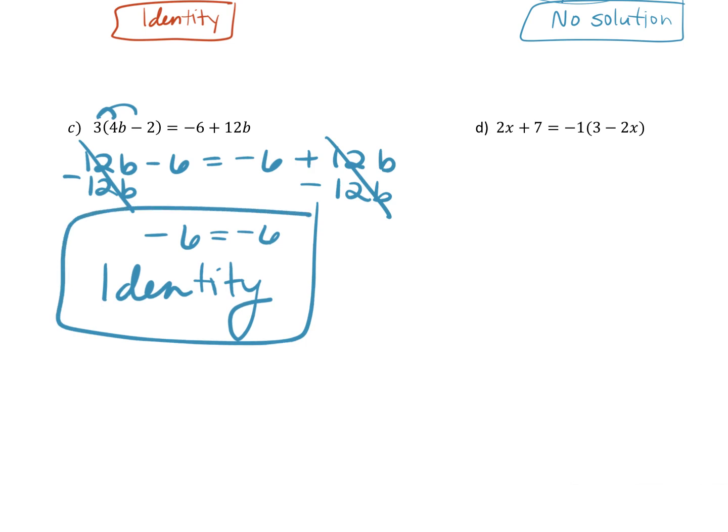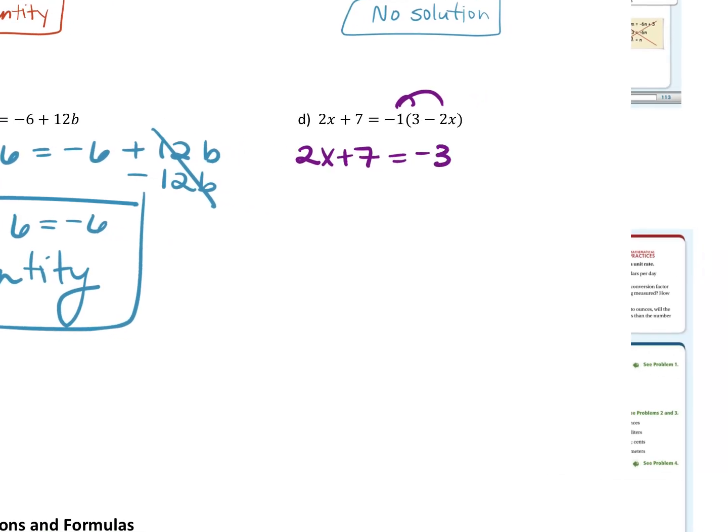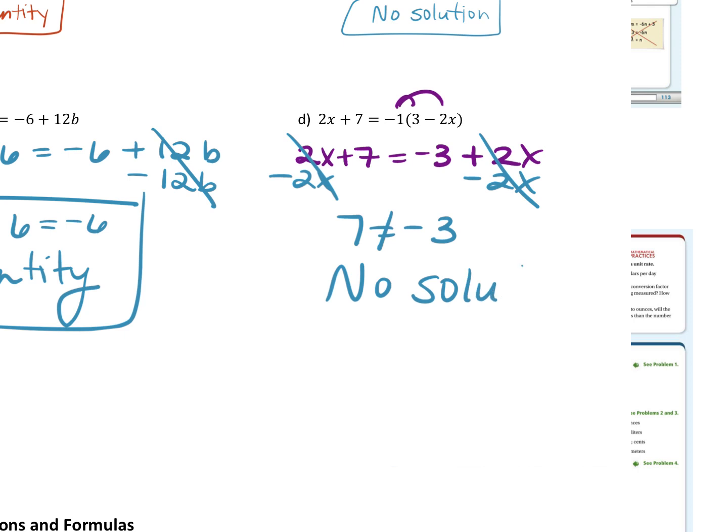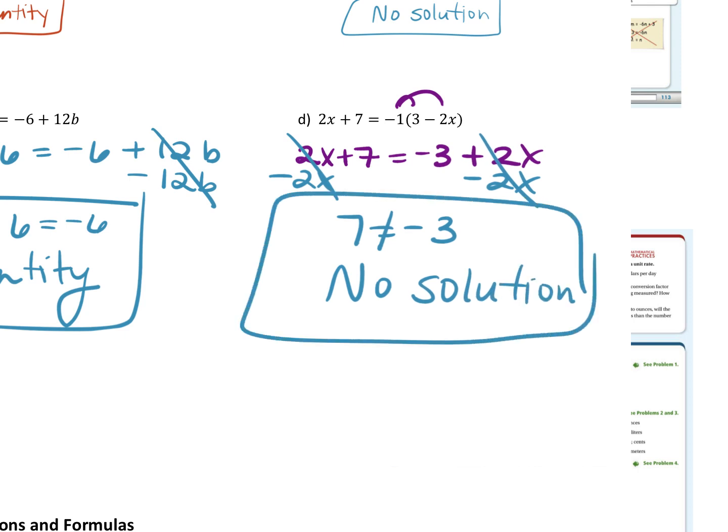Okay, the second one, distribute, and be careful, you're distributing a negative there, right? So 2x plus 7 equals negative 3 plus 2x. Take away those 2x's, and you're left with 7 equals negative 3, which it does not. So you say no solution. Questions?